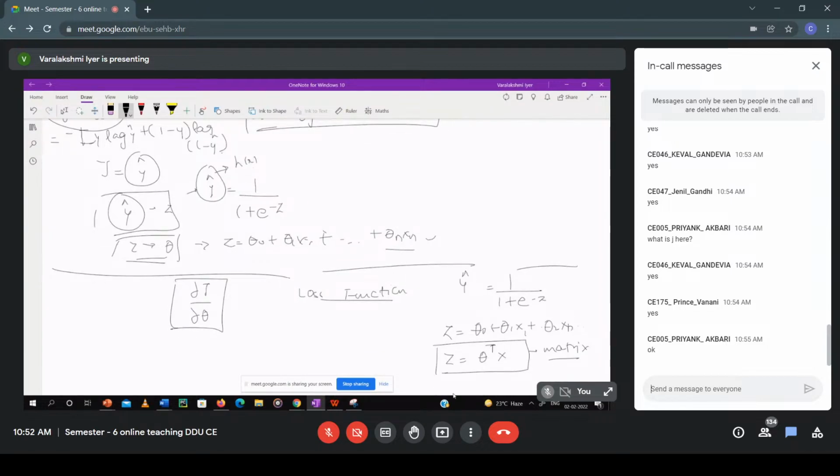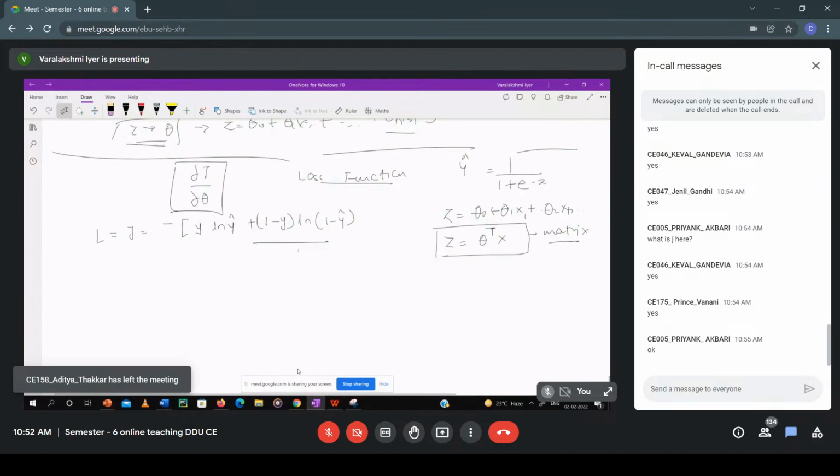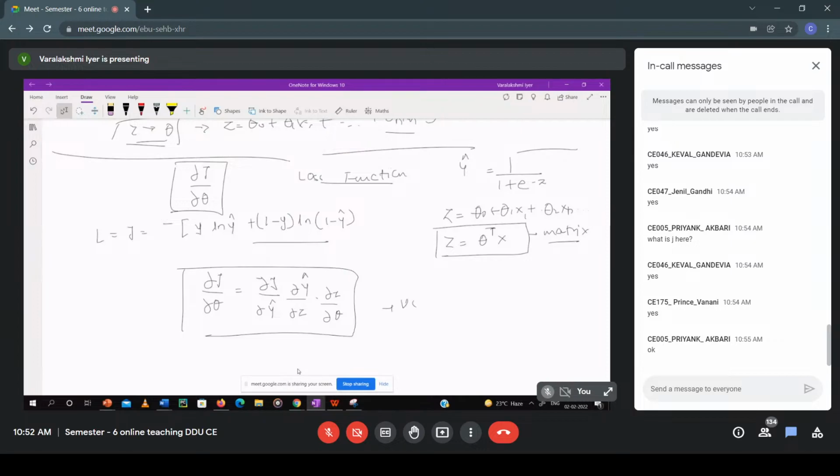Let me write the loss value as well. That loss, which is j, is equal to minus of y ln of y hat plus 1 minus y ln of 1 minus y hat. All these three values you have. Now, can you calculate del j by del theta, which is del j upon del y hat, del y hat upon del z, and del z upon del theta, using the chain rule? I'm giving you 5 minutes to calculate the value of this and let me know.